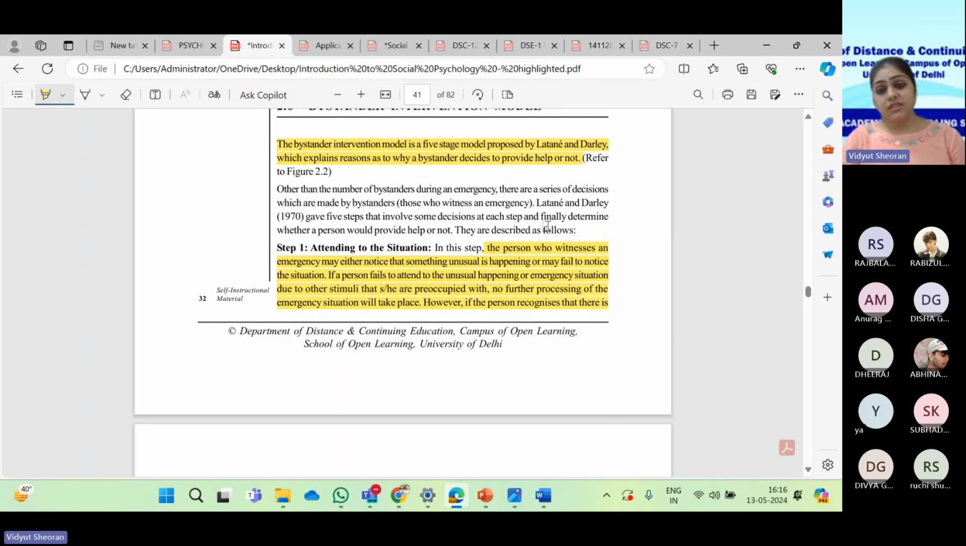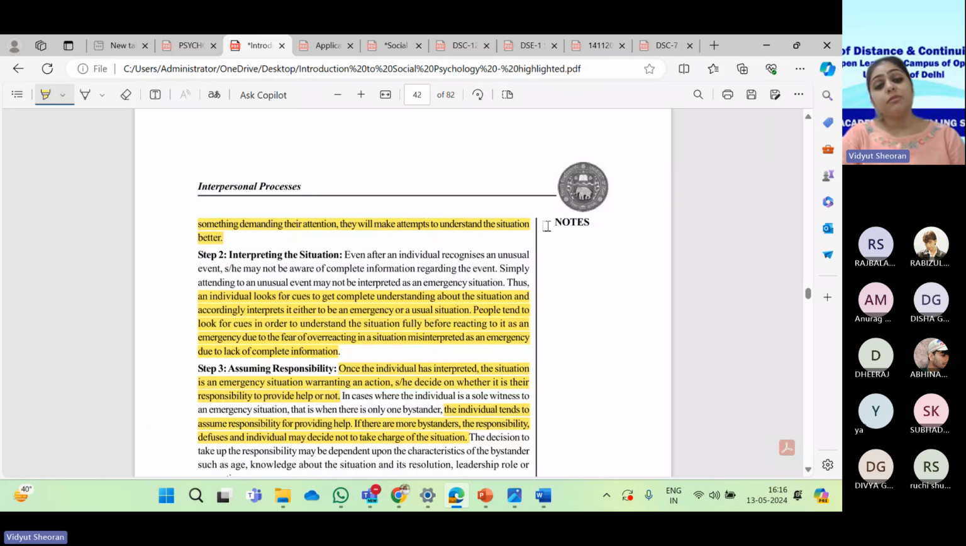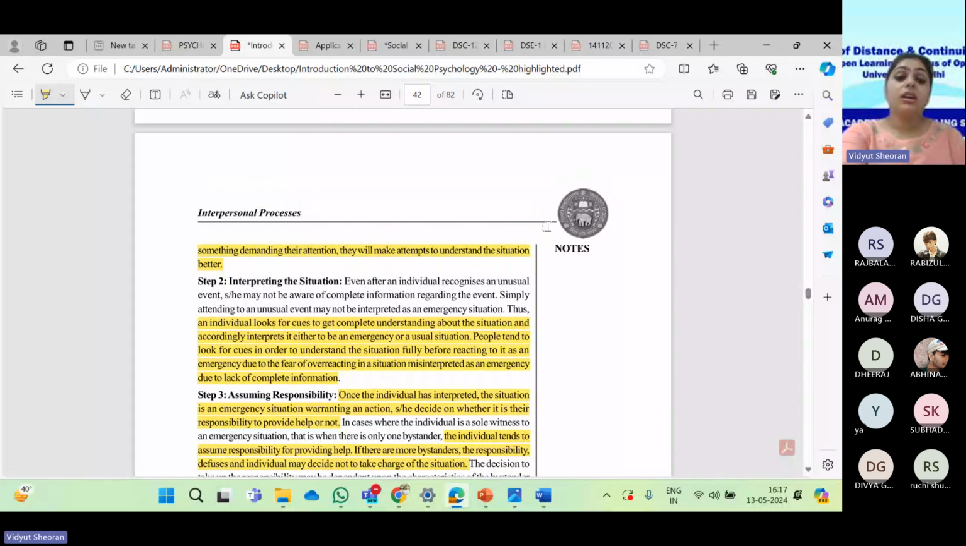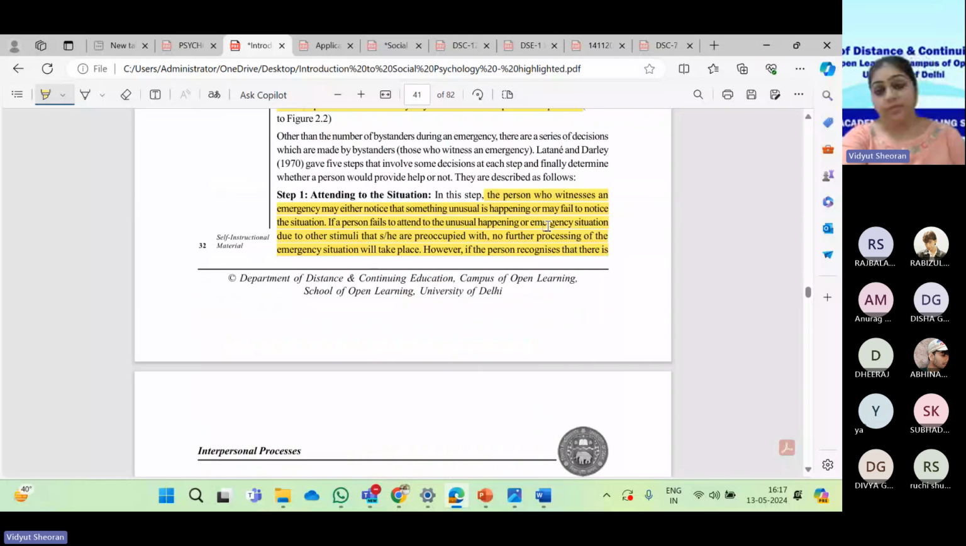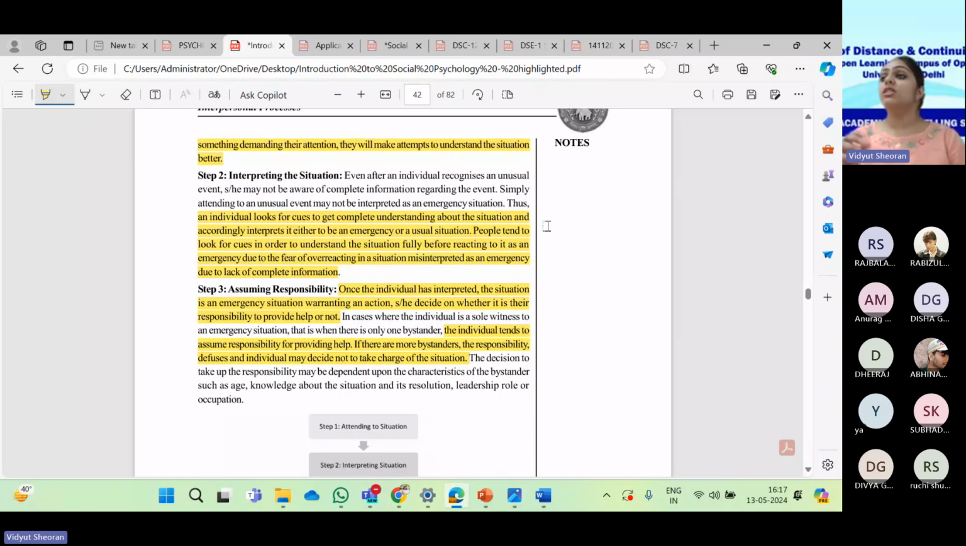However, if the person recognizes that there is something demanding their attention, they will make attempts to understand the situation better. It depends on whether the person is giving priority to the situation and sees that it is very demanding, that he cannot ignore it. Then certainly he can give a helping hand. This was about the first stage, attending to the situation. Only if the situation is attended to can the person help. If he is not even looking at the situation, certainly he cannot be helpful.